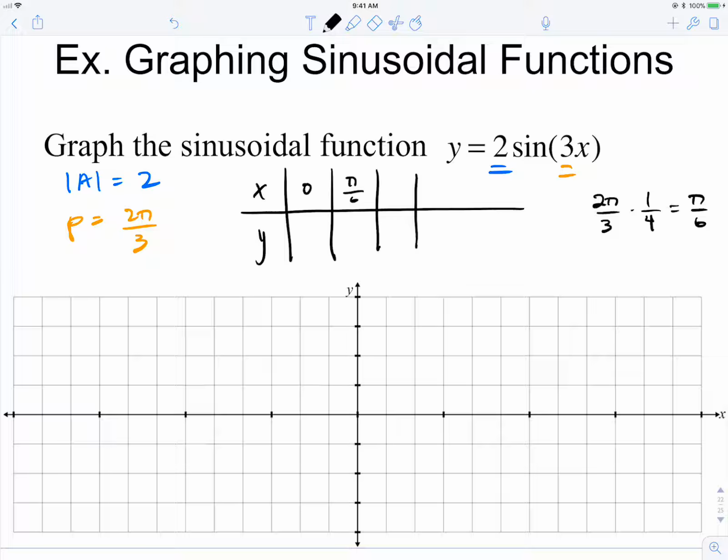So 2 pi over 6 is going to be pi over 3, 3 pi over 6 would be pi over 2, and then 4 pi over 6 is 2 pi over 3. Notice that this last value that you fill in on your table should always be the value of your period. Then you can fill in your table of values. Substituting 0 in, we get 0. We substitute pi over 6 in, and we'll get 2, 0, negative 2, 0.